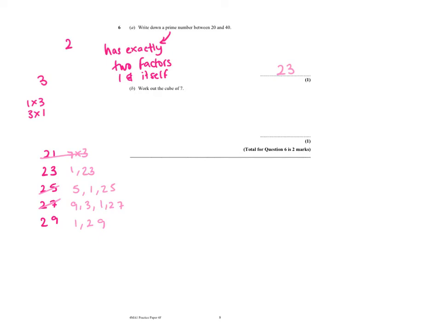It then says work out the cube of 7. So we want to work out 7 cubed. And this means 7 multiplied by 7 multiplied by 7. So we're going to get 49 multiplied by 7, which is 343.